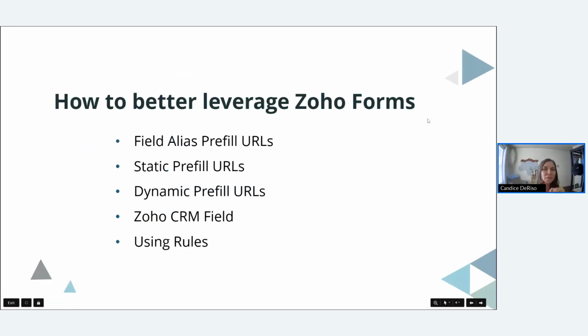So here are the things I want you to know about how you can better leverage Zoho Forms. I cannot cover every single feature of Zoho Forms, but these are the ones I want to touch upon today because I think they are the most underrated and least utilized, but they should be better used. And so that includes the 3 different forms of pre-fill URLs, the Zoho CRM field, and how you can use rules at the field, form, and even page level.